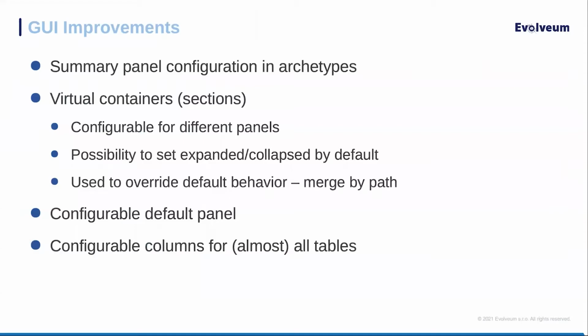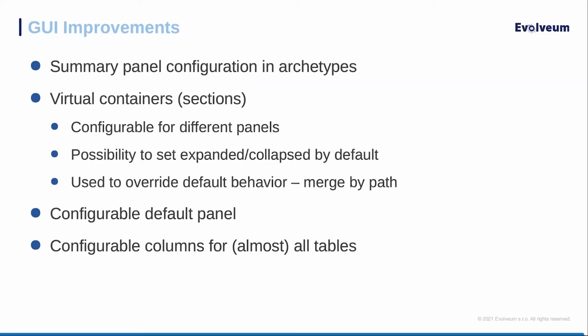To sum up, since Tesla, there is a flexible and powerful mechanism to customize the graphical user interface. There is a new possibility to adapt the summary panel in archetypes, and a possibility to use virtual containers on different panels, not only the basic one. It is even possible to create a separate link from the details navigation menu pointing to the virtual container. Virtual containers can even be merged with default MidPoint containers, such as properties on the default panel, and the default behavior of the properties panel can therefore be modified. For example, it can be hidden, collapsed by default, renamed, and so on.